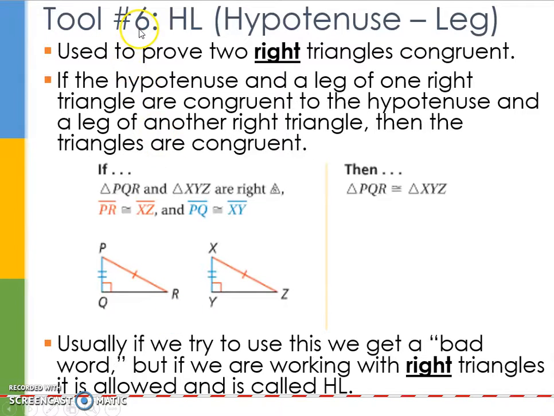This is tool number 6. We call this hypotenuse leg. Usually, if we try to use this, we get a bad word because we have angle, side, side. But we are working with the right triangle, so it is allowed to use it, but we don't use angle, side, side. We're going to use HL, hypotenuse leg, only for right triangles though.